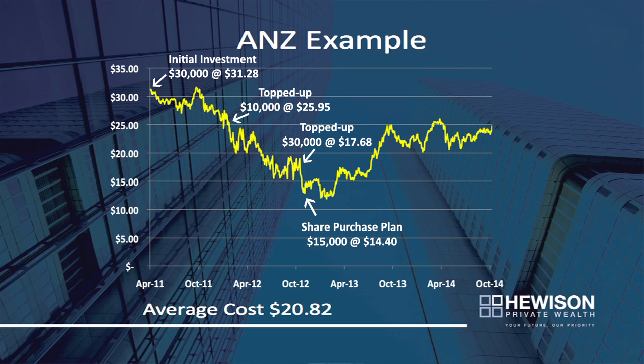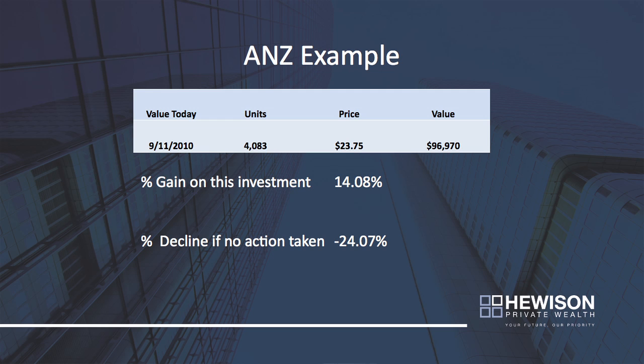So although this client initially purchased ANZ at $31.28 per share, by undertaking this rebalancing strategy, they've managed to lower their average cost down to $20.82 per share. So what does this mean? ANZ now, as I mentioned earlier, is trading just a tick under $24. The close yesterday was $23.75. So this particular client has made a gain on this investment of around 14%. If no action was taken from their initial purchase back at $31.28 in 2007, they'd be sitting on a loss of around 24%.